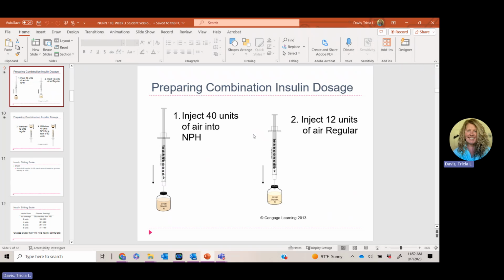Okay, we're giving 40 units of NPH. That's our cloudy. We're going to inject our 40 units of air in there, then leave that bottle. Then we're going to go over to our regular, and we're going to give 12 units of regular insulin. So we're going to inject our 12 units of air into the regular insulin.